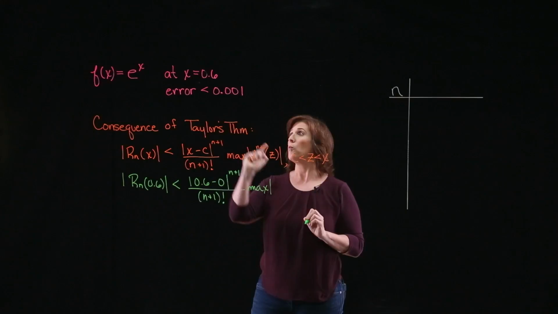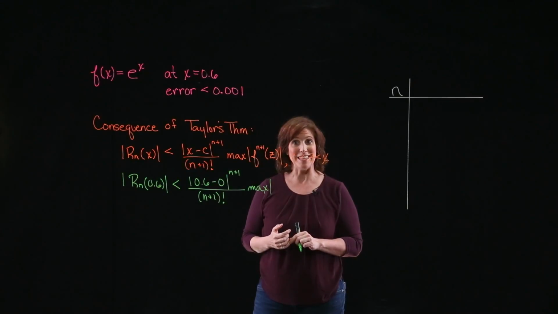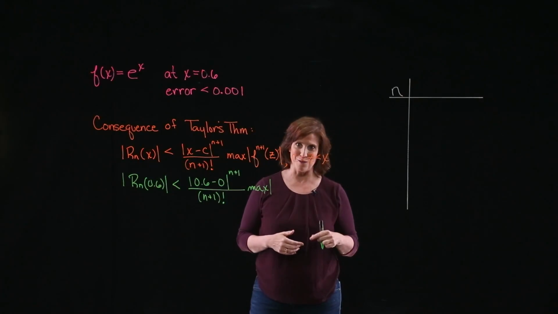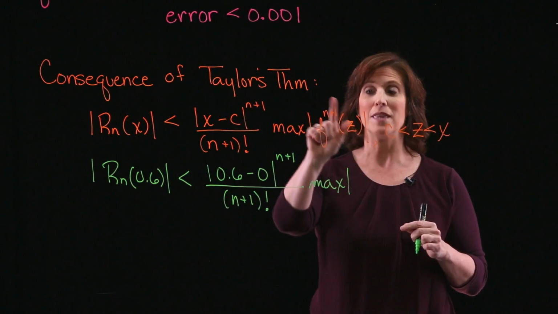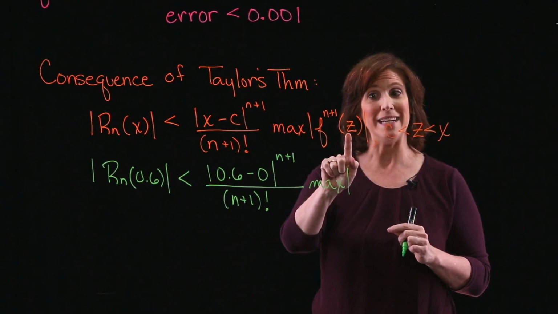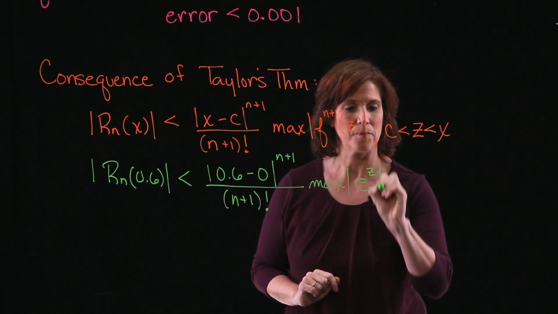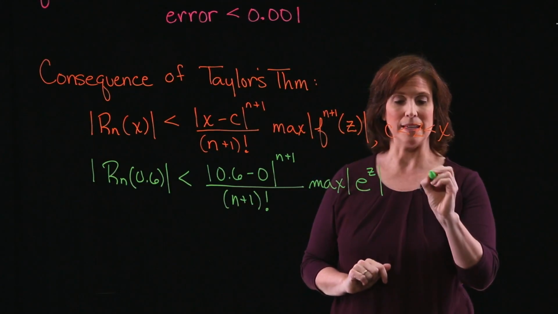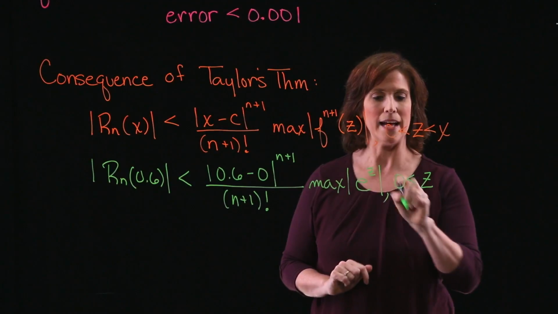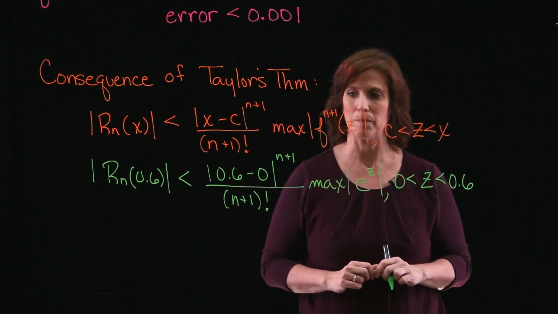Now remember, what is my function? My function is e to the x. The derivative of e to the x is e to the x, whose derivative is e to the x, and the third derivative is e to the x, and so on. So the n plus first derivative is going to be e to the x. Evaluated at z is going to be e to the z power. And I'm going to evaluate this when z is between my center at 0 and x, which is 0.6.